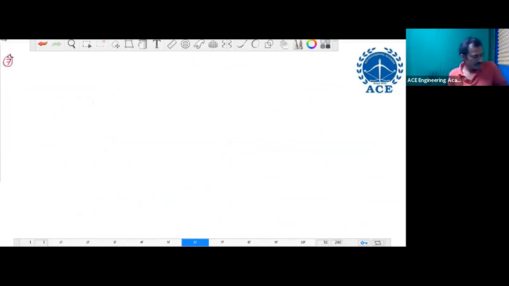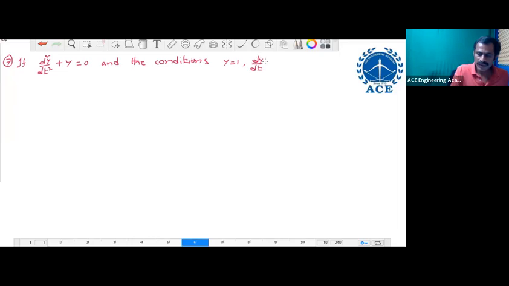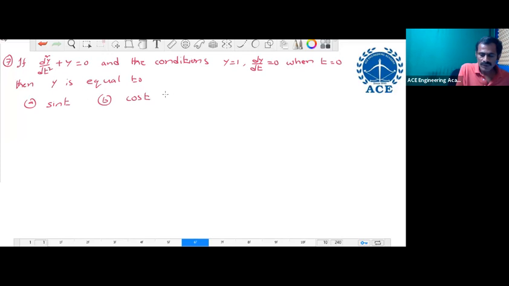Problem number 7. If d square y by dt square plus y equal to 0, and the conditions y equal to 1, dy by dt equal to 0 when t equal to 0, then y is equal to: option A, sin t; option B, cos t; option C, tan t; option D, cot t.